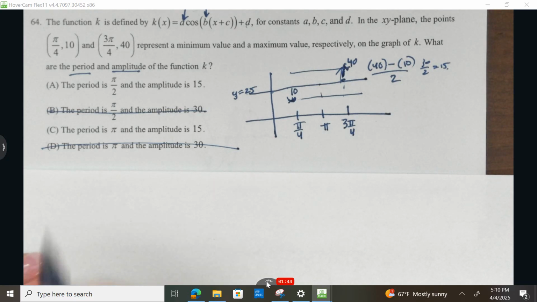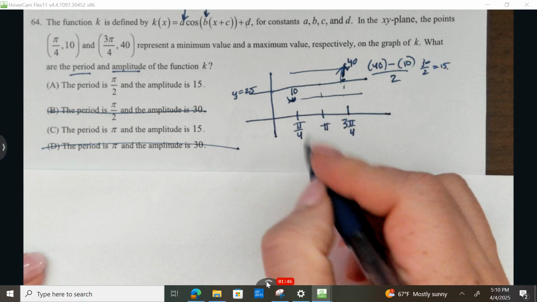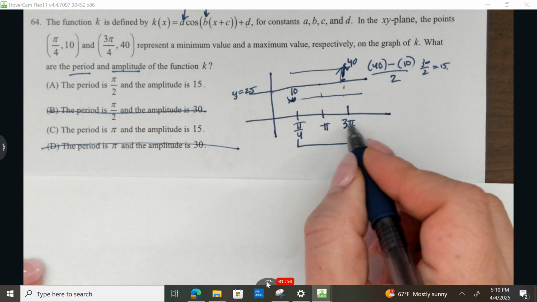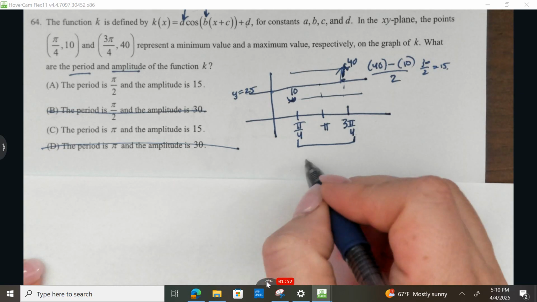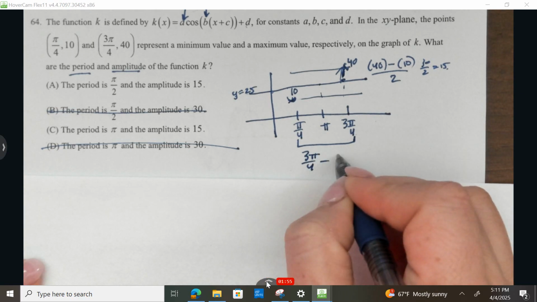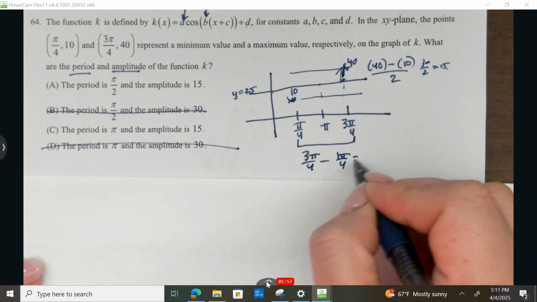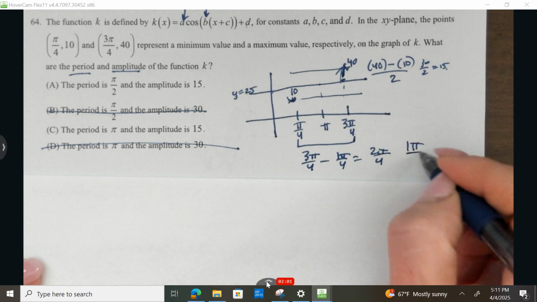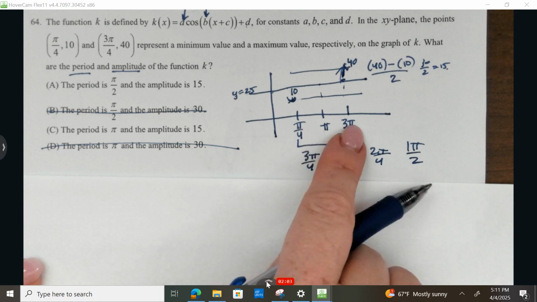The next thing we need to do is figure out the length of the period. So if I can figure out what it is from pi over 4 to 3 pi over 4, many of you can do that in your head. If not, you're going to take 3 pi over 4 minus 1 pi over 4. We have a common denominator, so I have 2 pi over 4, right? Which reduces to 1 pi over 2.